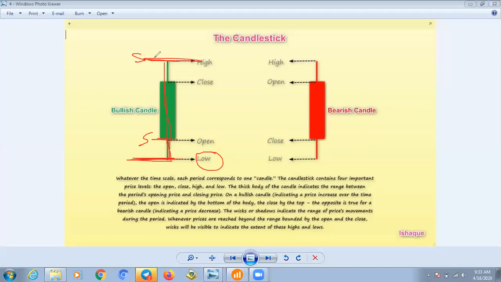Sellers are sitting in this area. They again push the price down, but the force of the buyers was strong. Buyers close this area, this price on this area. But at the end, we found the green candle. This green candle shows that the buyers are strong. Buyers win the war.